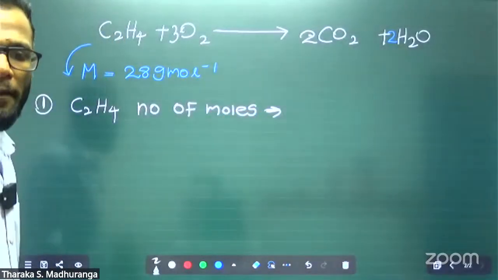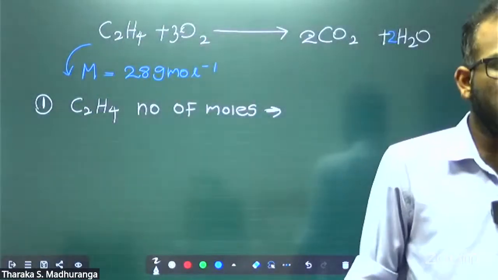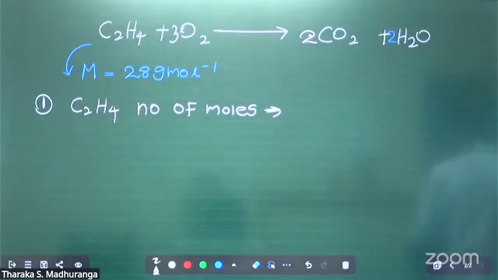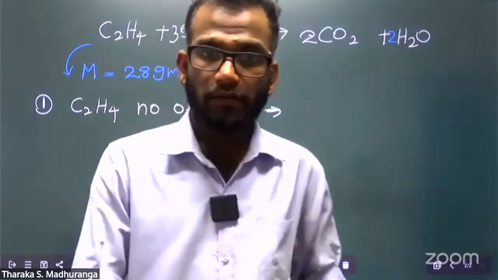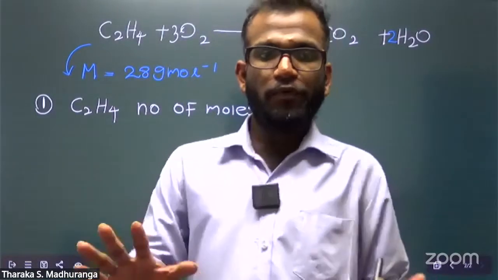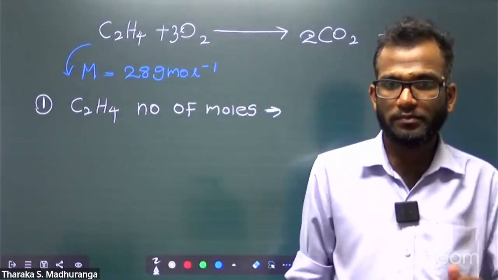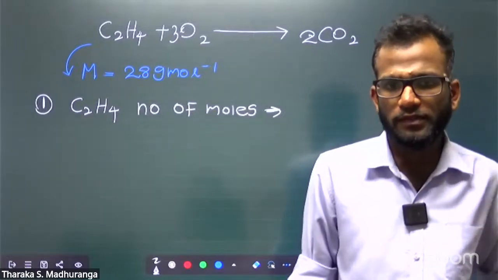How to find this? I got ethylene number of moles. The molar mass is given. Easy. I found the number of moles of ethylene, the reacted ethylene number of moles. Answer.